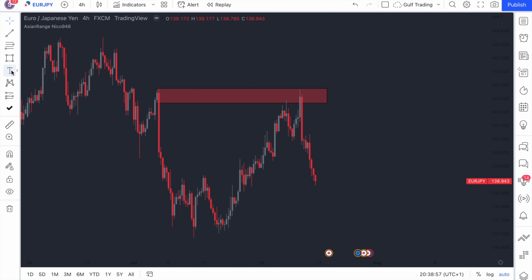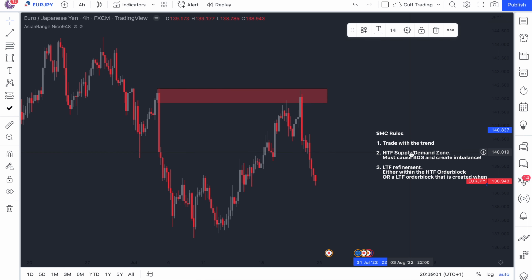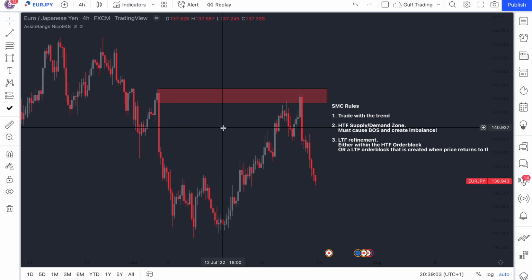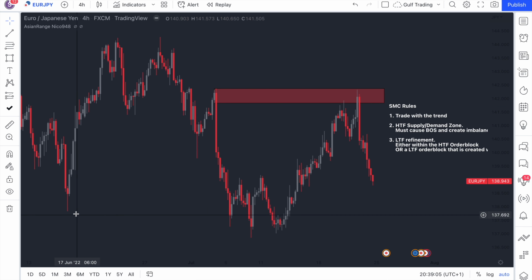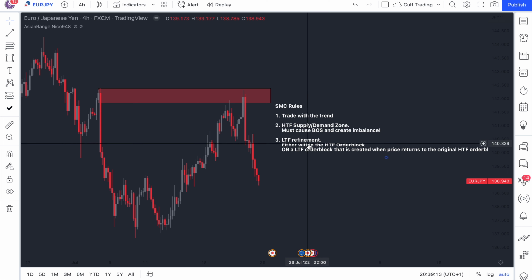Get the rules back up for you. As you can see, it caused a break of structure there and there, took out those lows and those lows, and created an imbalance. So rules 1 and 2 are ticked. Now to the third one, lower time frame refinement. On this one, I'll be looking at a different method, so finding it within the high time frame order block.